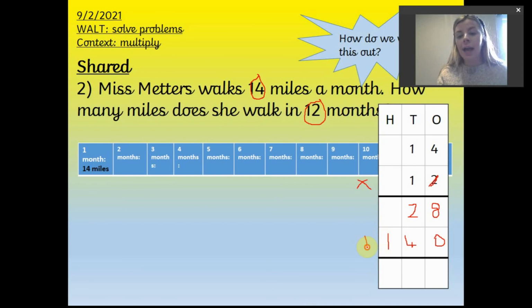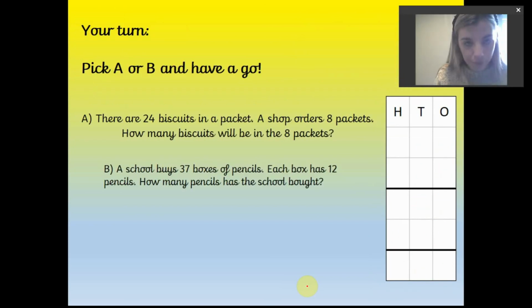And now we need to add up our answers. So we've got 8 add 0 is 8. 2 add 4 is 6. And 1 add nothing is 1. So that is how many miles I walk in 12 months. Wow, lots of miles.